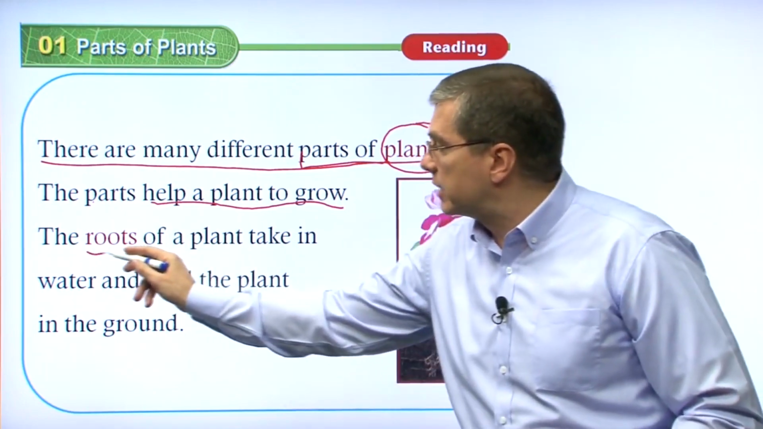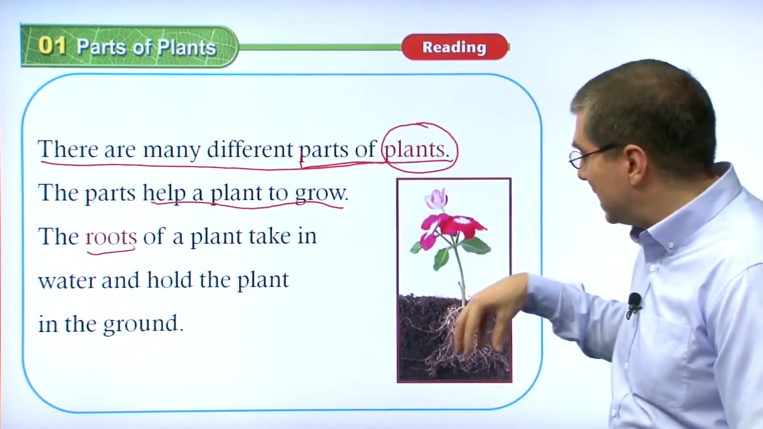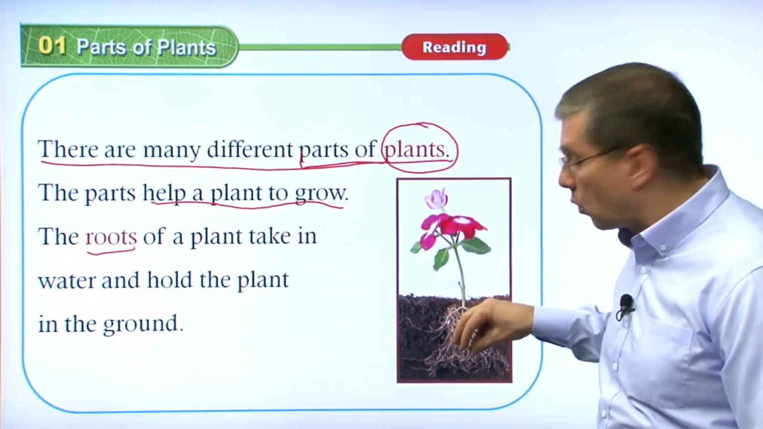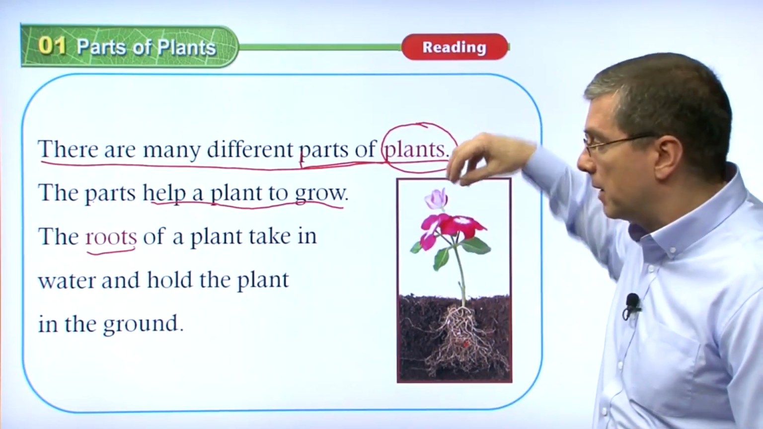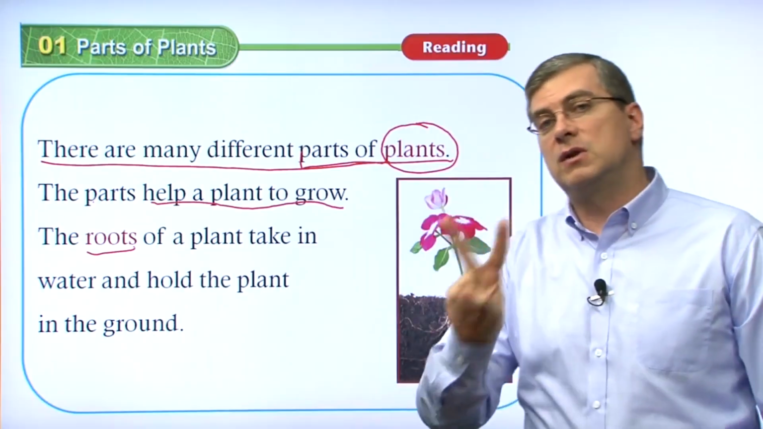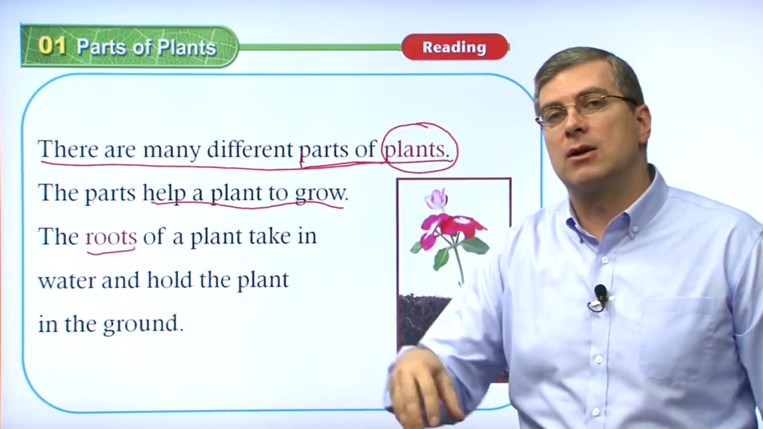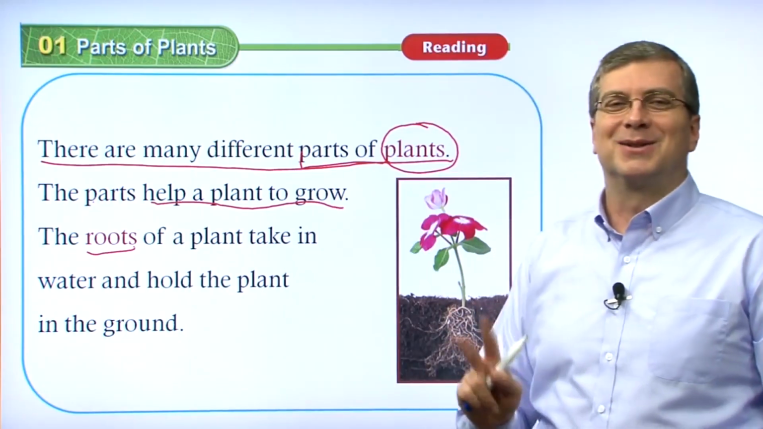The roots of a plant take in water and hold the plant in the ground. So in the next sentence, we're starting with the roots. This is our organizational style, starting from the bottom, going to the top. Roots, what do they do? Two things. They take in water and they hold the plant in the ground securely so it doesn't fall over, right? Okay, so two things.